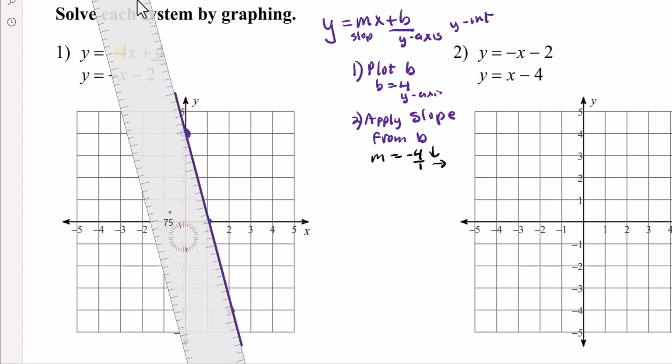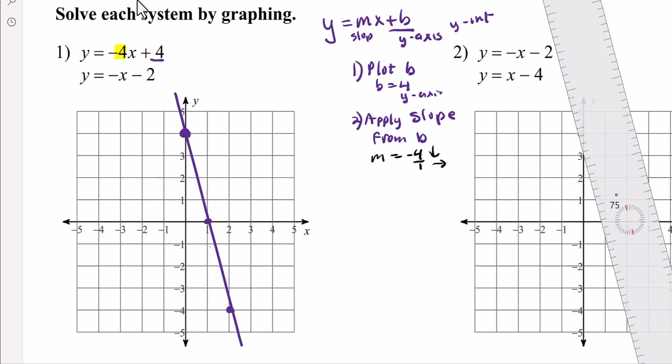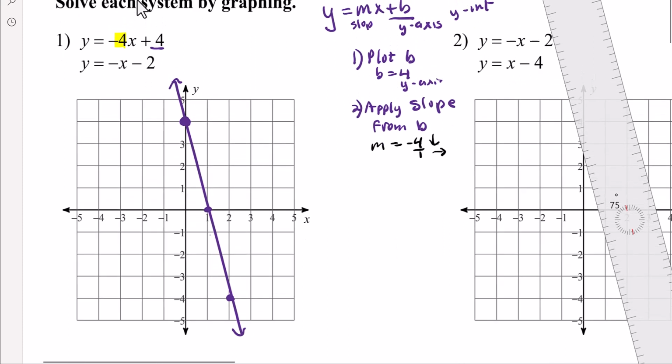So remember, once you graph the line, you also have to identify the line. Like you have to show your ID at an airport or other places. You have to identify the line. So the line is this particular line, its identity is y is equal to negative 4x plus 4. All right, we're done with that equation. Now we're going to move on to the second equation.